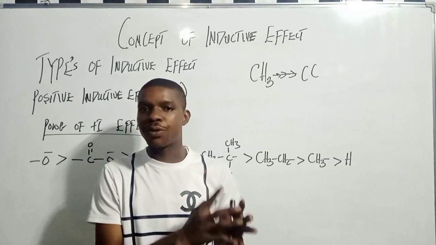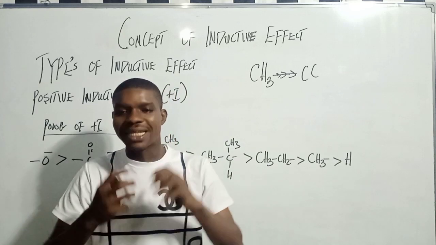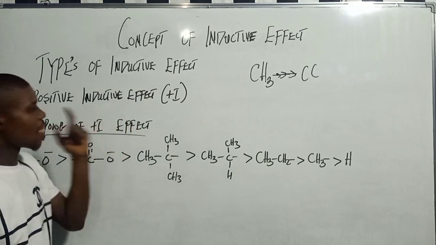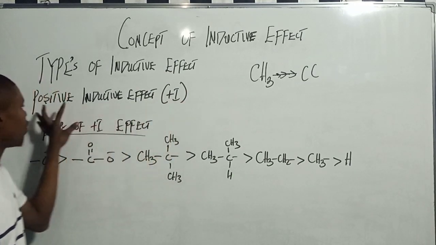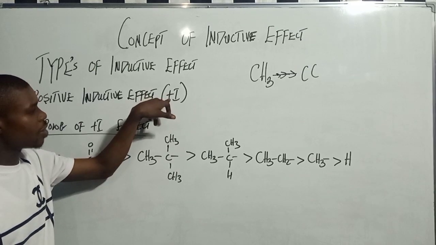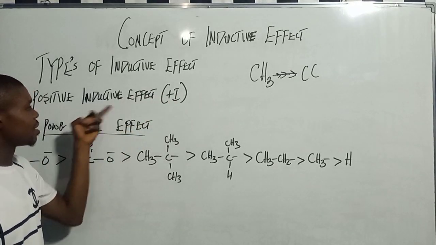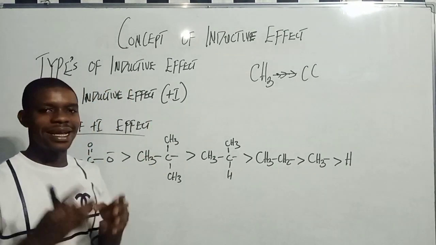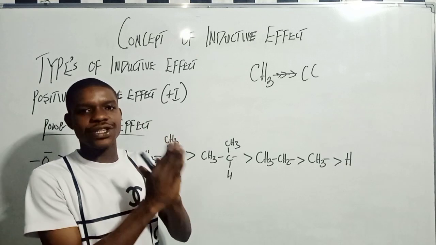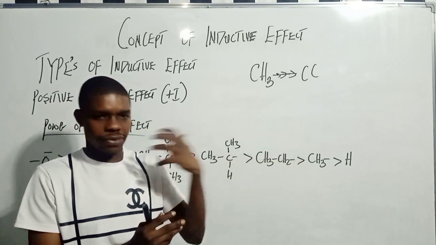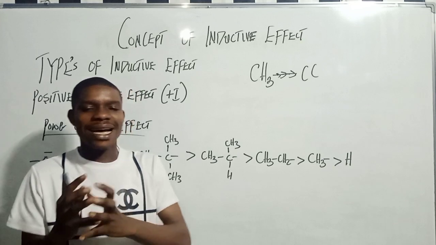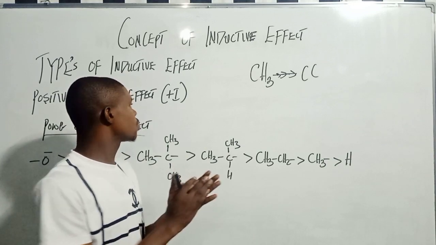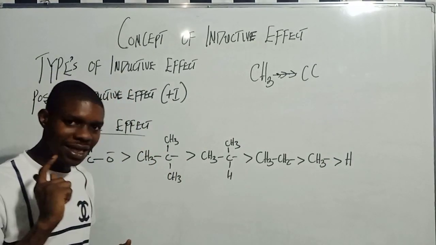Then we also have some other groups that, instead of removing electrons, increase electron density. So that's why we have positive inductive effect. Now, whenever I say plus I effect, it means positive inductive effect. The plus means positive, the I means inductive effect. Do you get that? So what is plus I effect? These are atoms or groups that increase electron density in a molecule. So any species that tends to increase electron density instead of withdrawing is called a positive inductive effect.